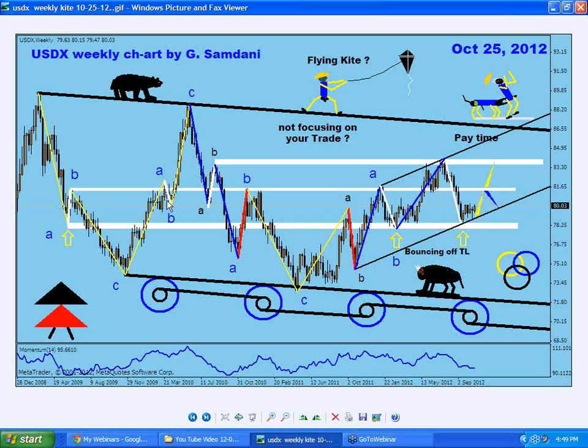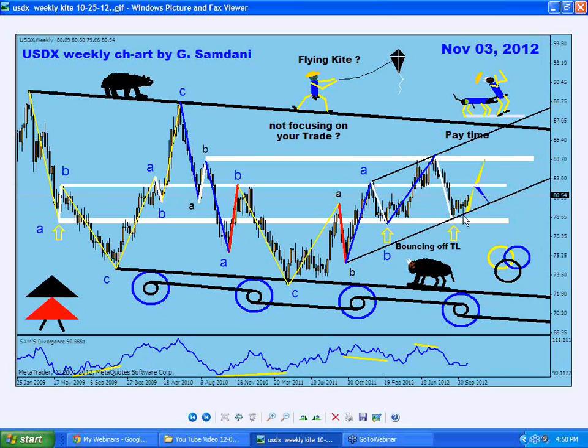So I said, well, it's going to go up to this SNR level and then bounce back. Either it breaks it and goes to the next one, or if it's not going to break it, then it's going to come back to this trend line and then probably bounce or break this one. This is how it works, right? Now, let's see what the next chart is showing.